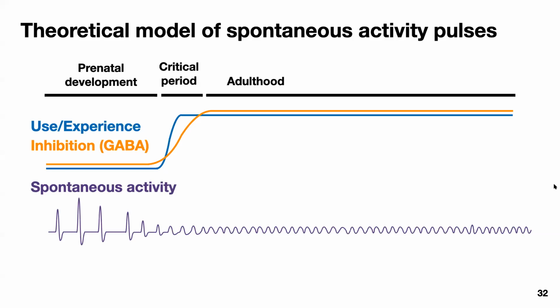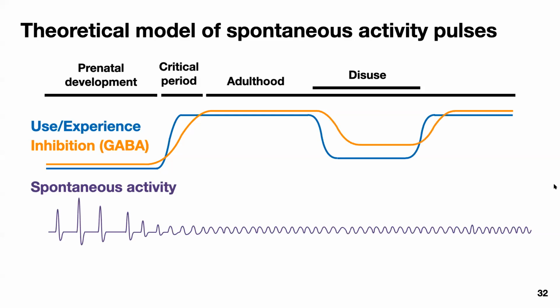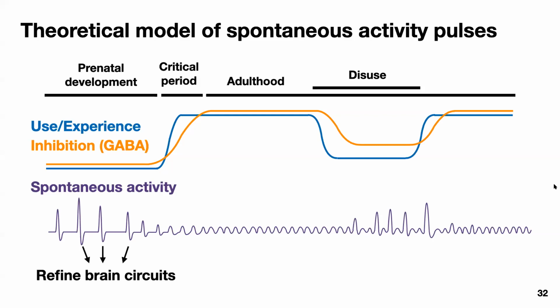But if an adult circuit undergoes a period of disuse, previous studies show us this leads to a focal reduction in inhibitory tone in those disused circuits. And I would like to suggest that this focal disinhibition might support the emergence of these spontaneous pulses of activity in the adult brain. We know that these waves of activity in early development are important for refining neural circuits and allowing them to develop normally.